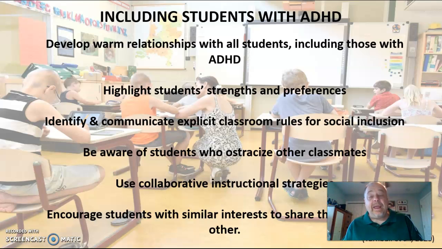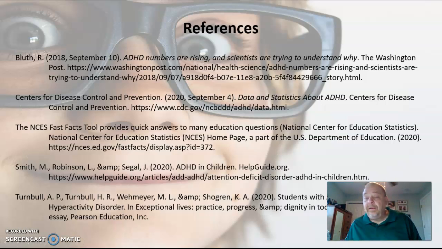We need to identify and communicate explicit classroom rules for social inclusion. That means talking to the children in the classroom, making sure that they are including everyone in the classroom as to what's going on. We also need to be aware of students who ostracize other classmates. Of course, that goes on with the ones that we just talked about. Using collaborative instructional strategies, and we need to encourage students with similar interests to share those interests with each other. That way we get those students with the ADHD involved, get them some social skills, and make sure that they are included for that proper education. I think I've got everything answered that needed to be answered on this.